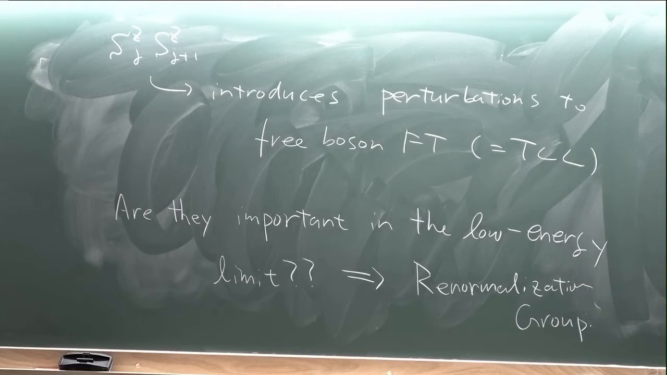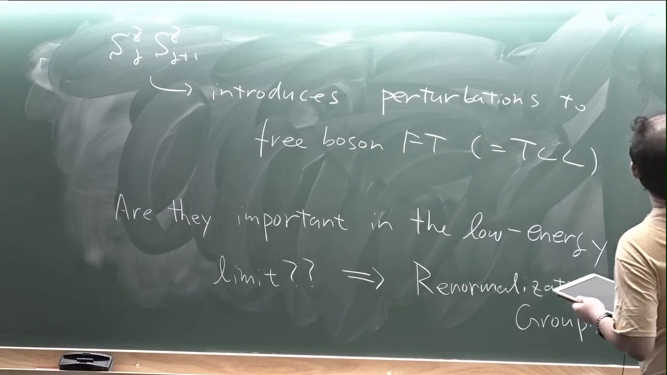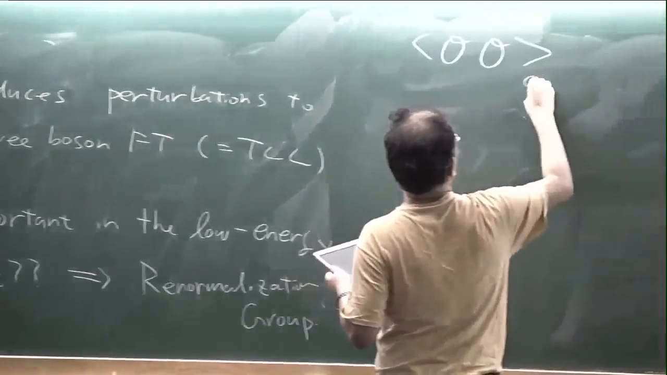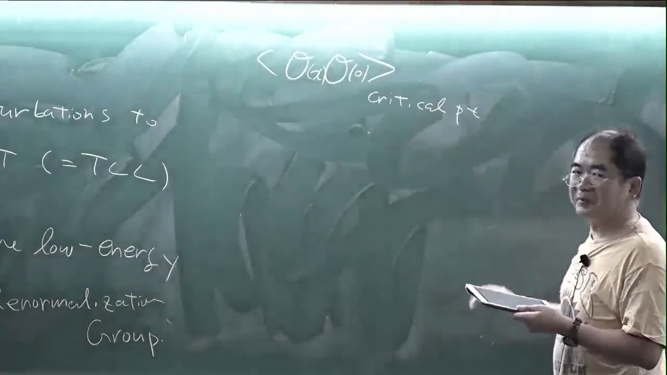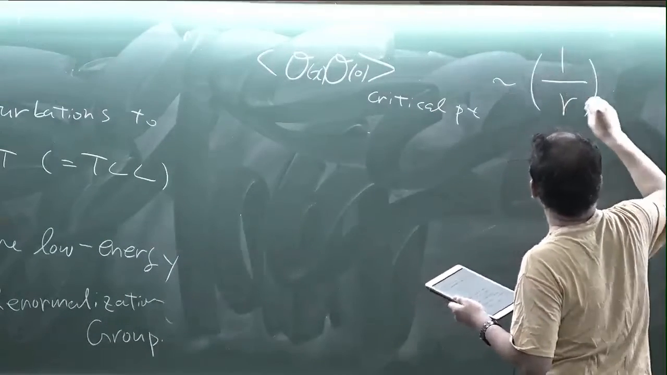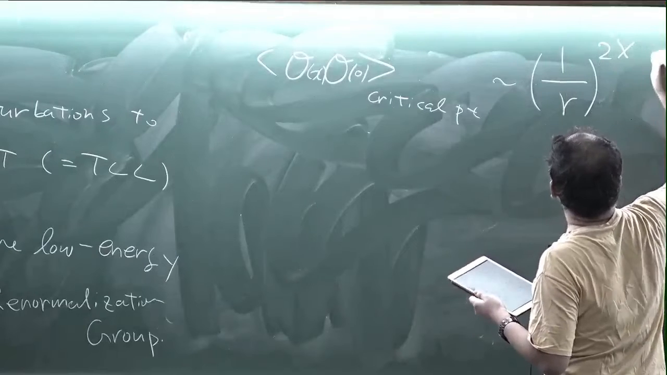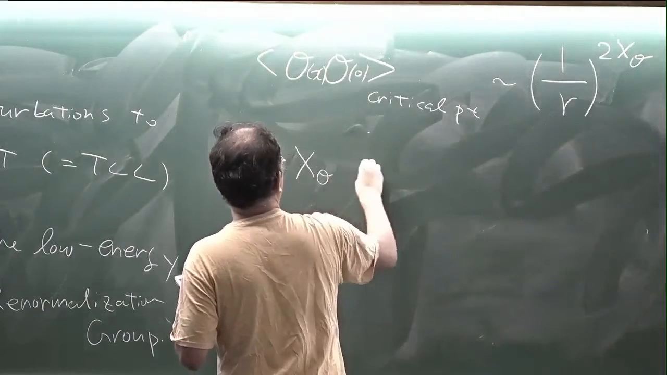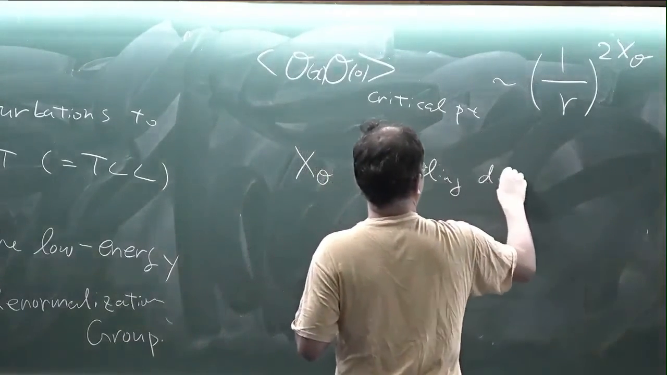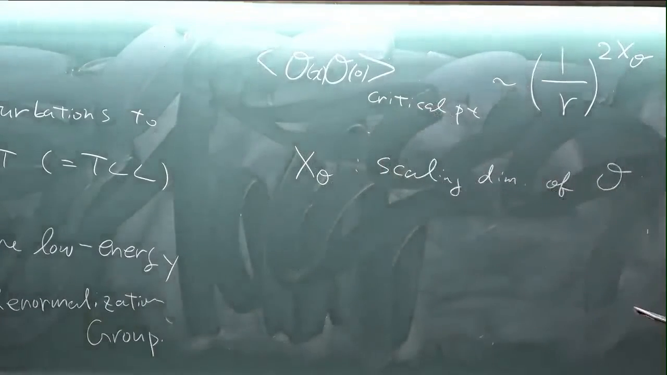And the renormalization group tells you that if you add some perturbation to a critical point, a fixed point, and if the operator at the critical point behaves like this, some operator at x and operator at 0 generally behaves like 1 over r to the power of 2 x_O, then this x_O can be regarded as the scaling dimension of this operator at this particular critical point.